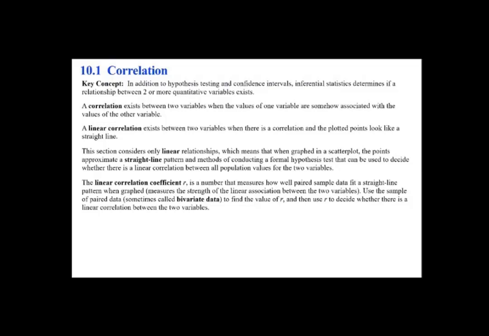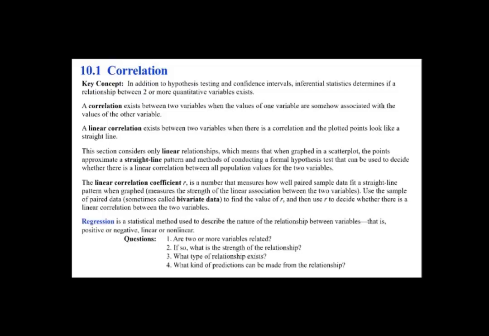The linear correlation coefficient R is a number that measures how well paired sample data fit a straight line pattern when graphed, and measures the strength of the linear association between the two variables. Use the sample of paired data, sometimes called bivariate data, to find the value of R, and then use R to decide whether there is a linear correlation between the two variables.